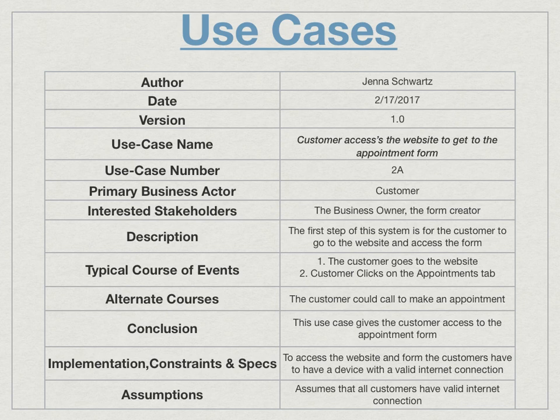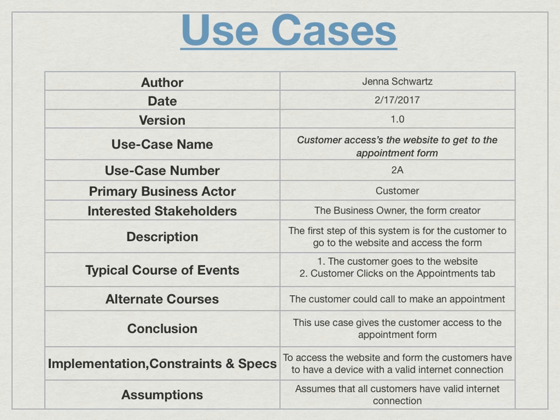The next use case, 2A, brings us to the appointment form side of things. This is where the customer is going to access the website to get the appointment form. The primary is the customer, the stakeholders are the business owner and the form creator. The events is the customer will go to the website and they will click on the appointments tab. The alternate course, the other option the customer has, is they can simply call the business and set up an appointment over the phone.